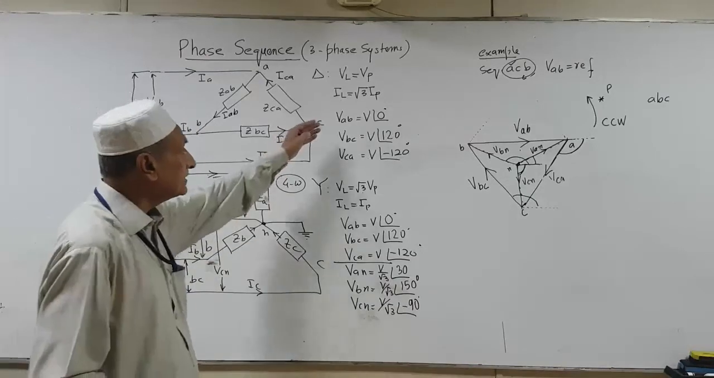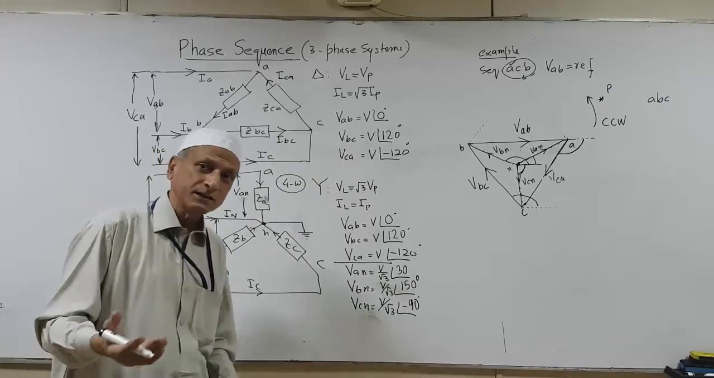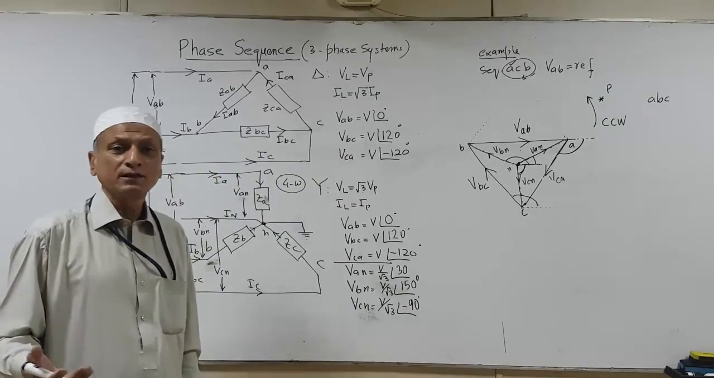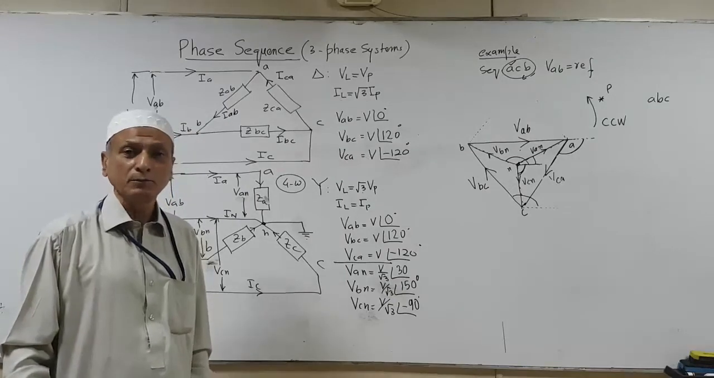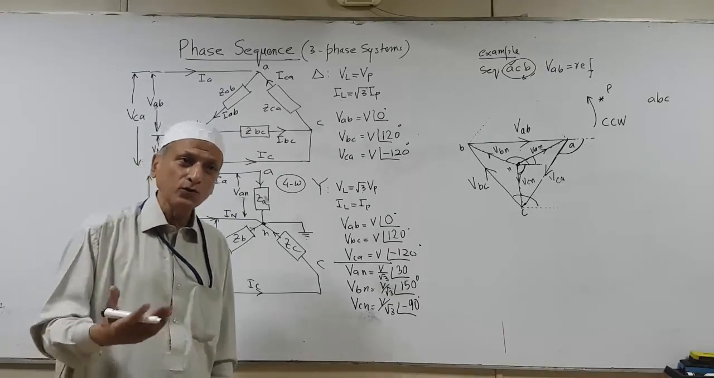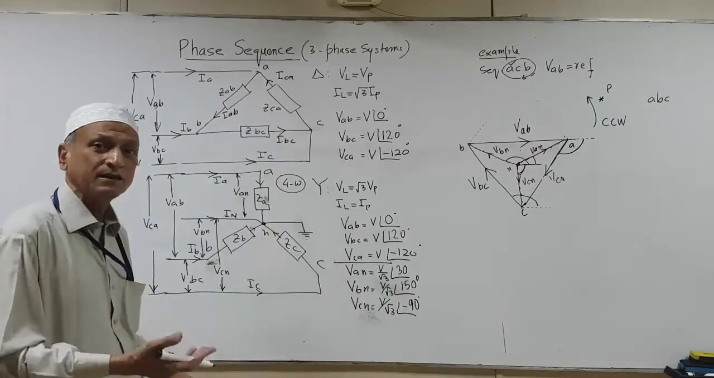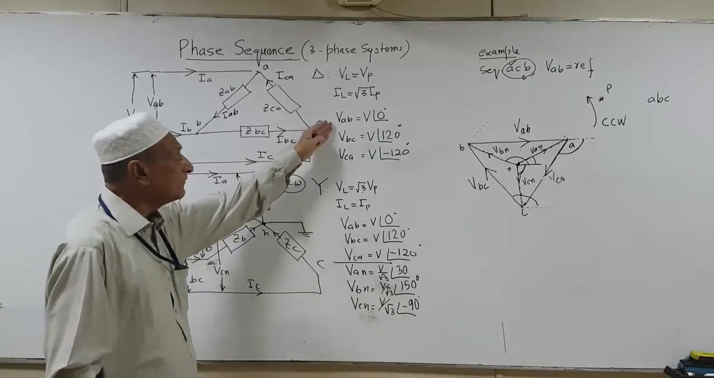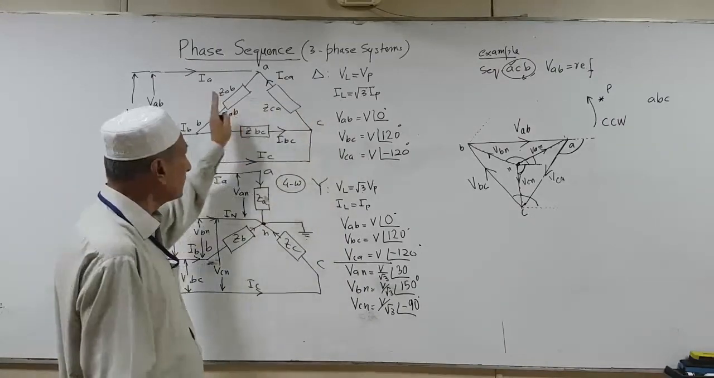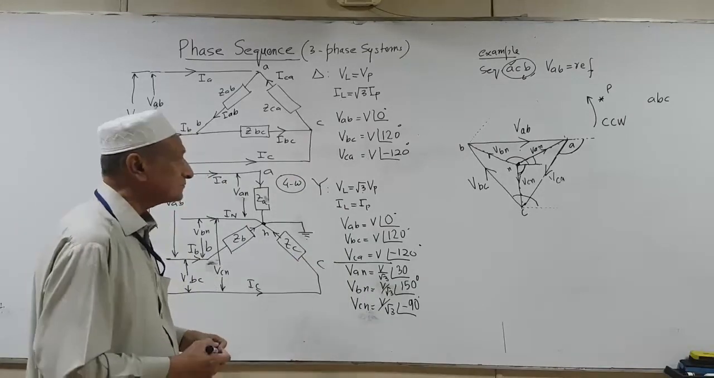Remember, in a delta system, the line and phase voltages are the same. By definition, again I repeat, those voltages which are measured across any two line terminals are the line voltage. And those voltages which are measured across an individual impedance, whether connected in delta or star, are referred to as phase voltage. In delta, phase and line voltages are the same, and in a star system they are different.